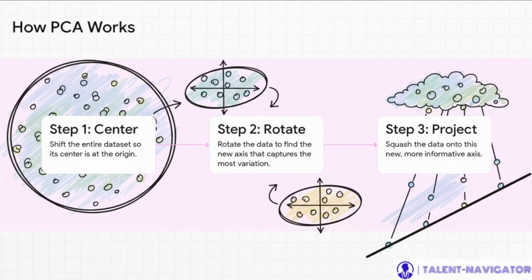What I really love about this is how it breaks down what sounds like a scary algorithm into 3 simple geometric ideas. First, you just center the data. Easy enough. Then you rotate it around to find the best possible angle, the one that shows the most variation. And then finally, you just project it. You squash the data down onto that new, more insightful view.